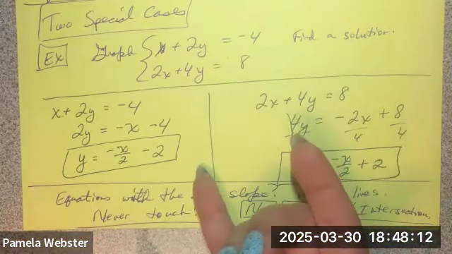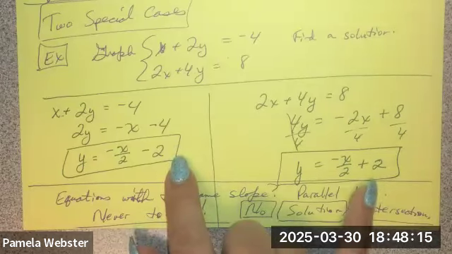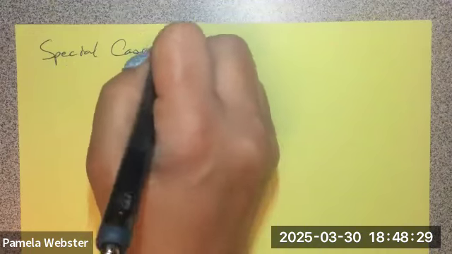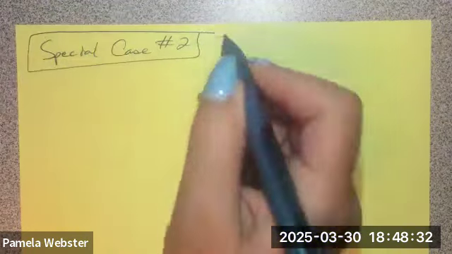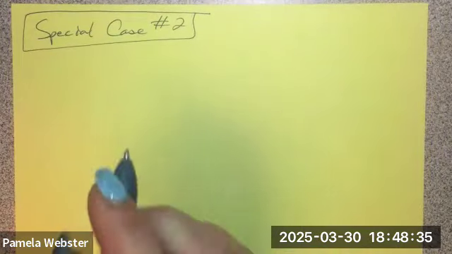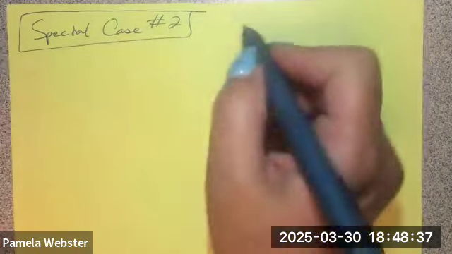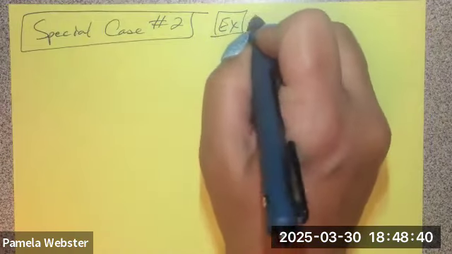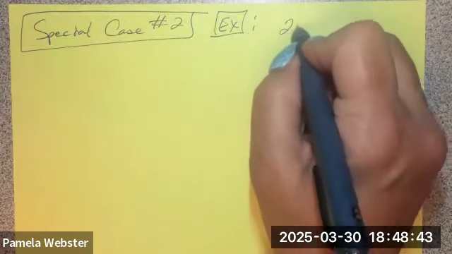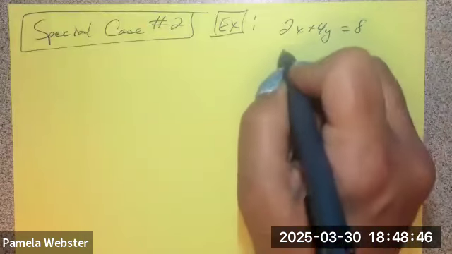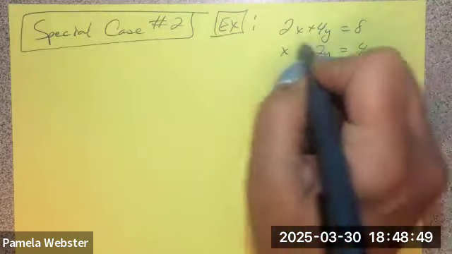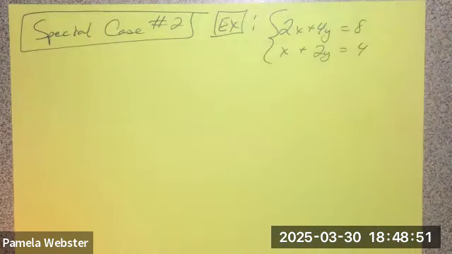All right. So if they're the same slope but different y-intercepts, they are parallel and they will have no solution. That's one of my special cases. But special case number 2. What if they have the same slope and the same y-intercept? Then they are the same equation. So here's my example. 2x plus 4y equals 8. X plus 2y equals 4.